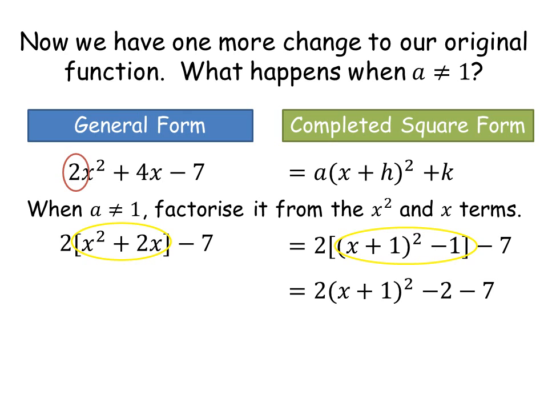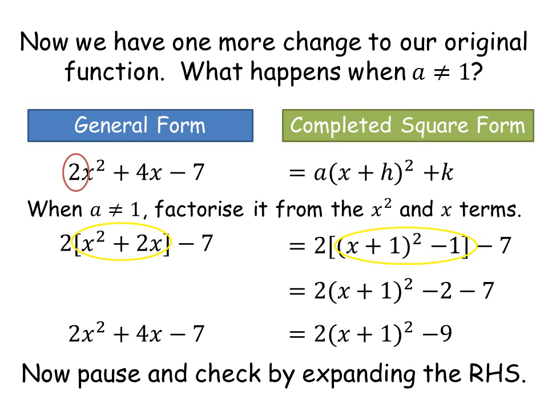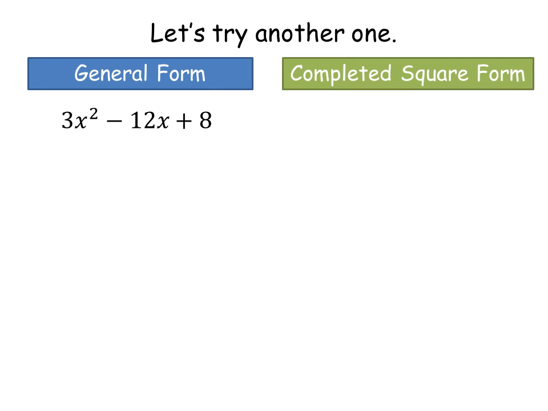2 by negative 1 is negative 2. Bring down that negative 7. Simplify those constants. And we have 2x squared plus 4x minus 7 is equal to 2 multiplied by (x plus 1) all squared minus 9. You can pause now and check by expanding the right-hand side. Check and see if we were right. And let's try another one.